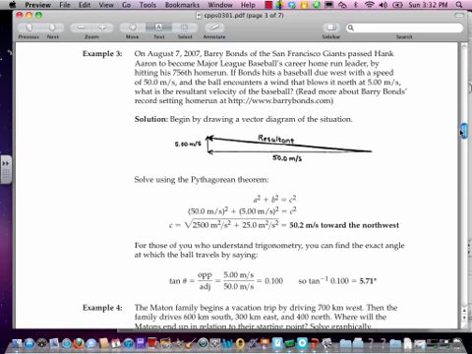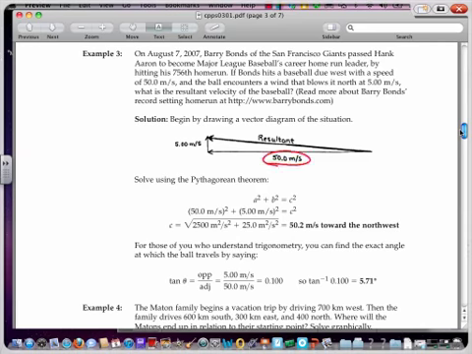All right. Now the next one talks about Barry Bonds and says, well, let's say, for instance, that he hits the baseball at a speed of 50 meters per second. There's a wind at 90 degrees to that, blows north. So this wind is north. This is west. And we want to figure out, well, what's the actual speed of that ball? Because we've got 50, we've got 5 here.